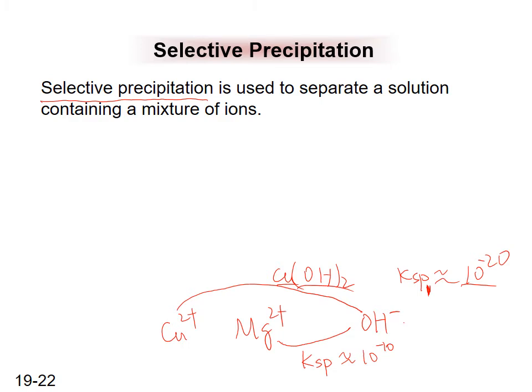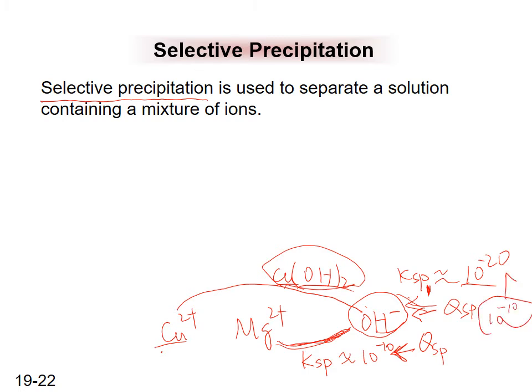So if we add enough hydroxide so that the Qsp for magnesium hydroxide is close to Ksp, almost equal to Ksp, that means it's about to precipitate, but not yet. And that will provide enough hydroxide to precipitate the copper ion, because it forms copper hydroxide. The Qsp for copper hydroxide is close to 10 to the minus 10, which is much greater than the Ksp for copper hydroxide.